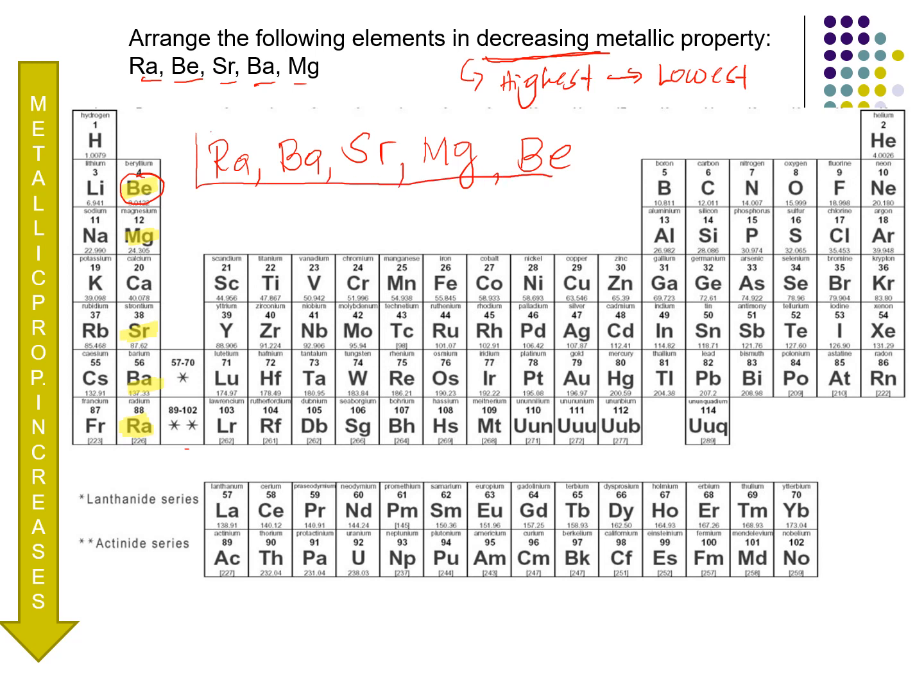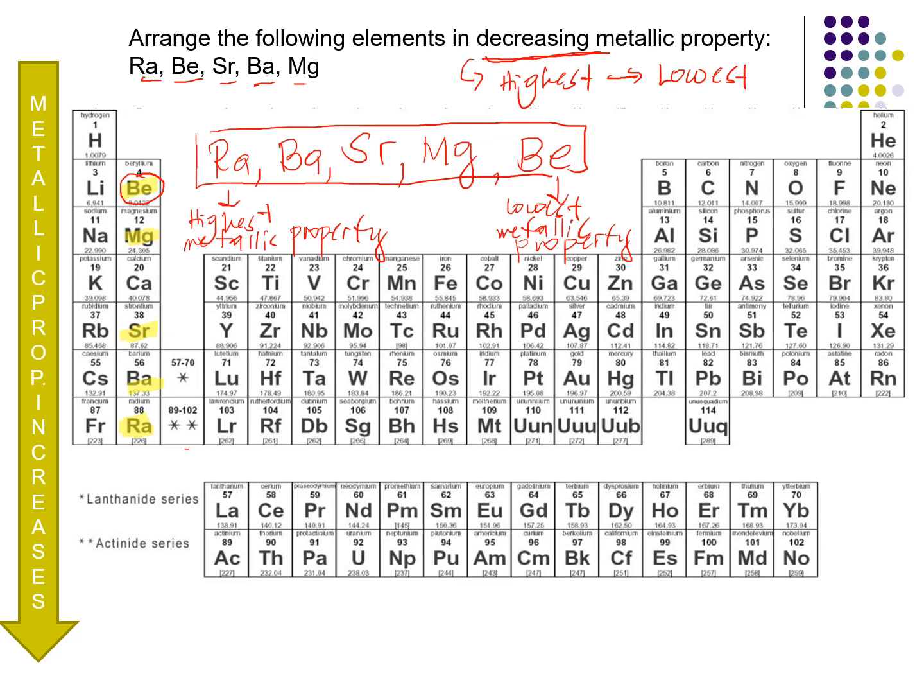Ito yung tamang arrangement. So, anong ibig sabihin nun? Yung radium ay yung highest metallic property. Siya yung pinaka-metal. Highest metallic property. And si beryllium naman ay yung may lowest metallic property.